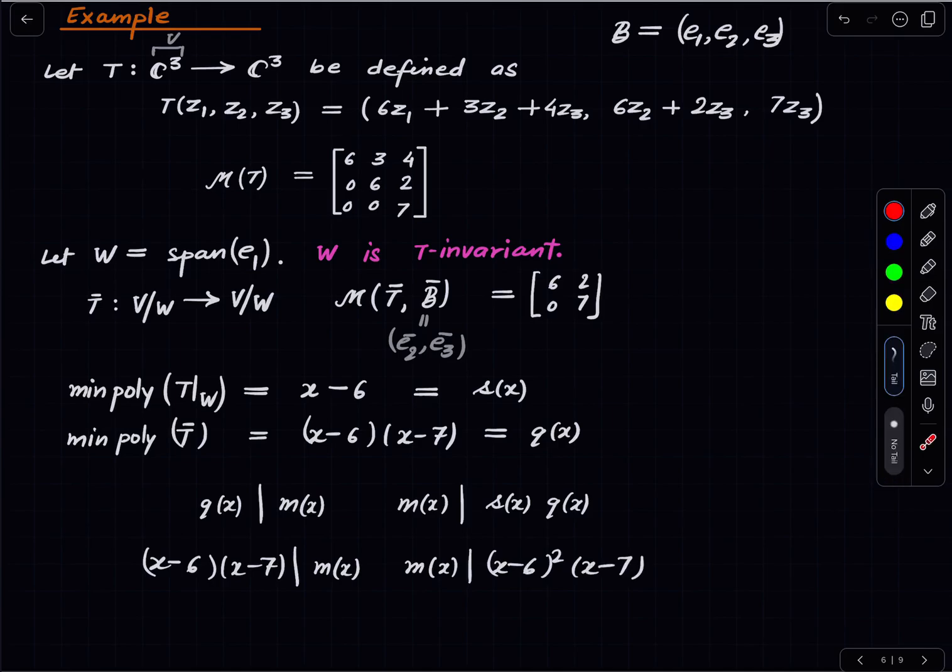So the candidates for the minimal polynomial of Mx are this and that. But if you substitute t here in place of x, you will not get 0, while if you substitute t here in place of x, you will get 0. So the minimal polynomial of t is this polynomial. Okay.